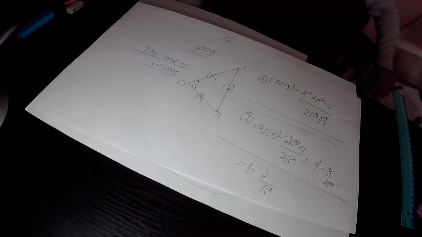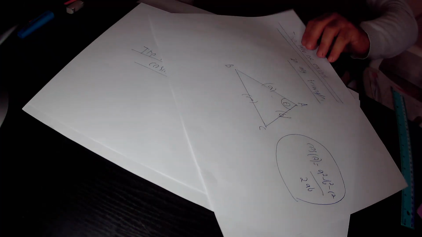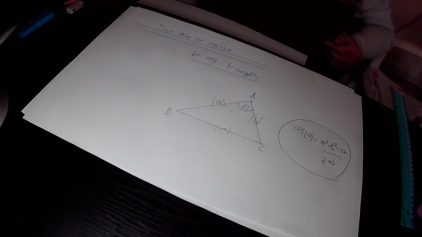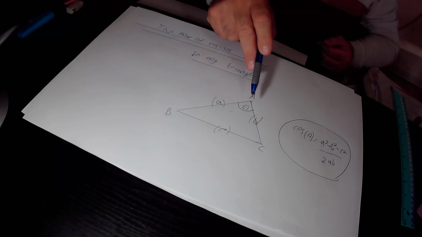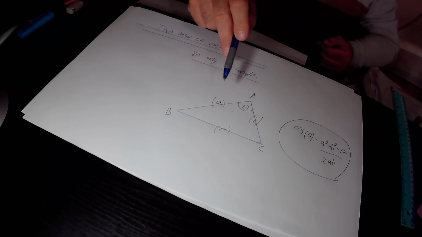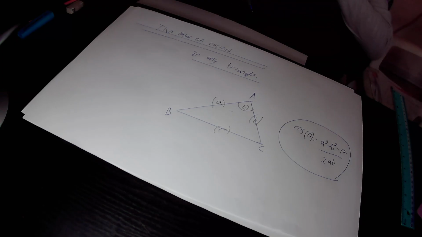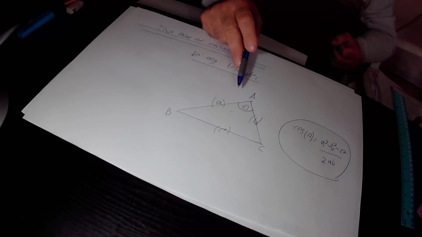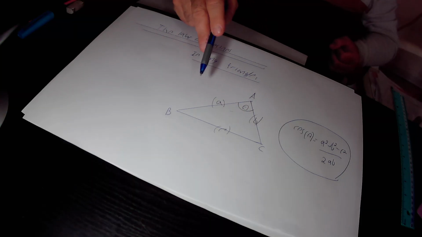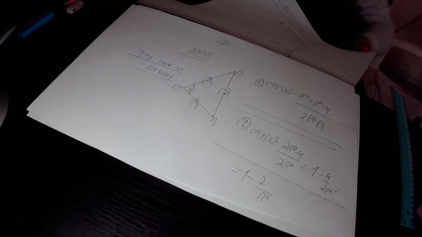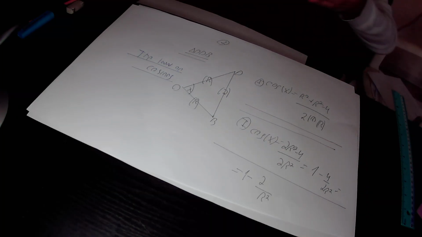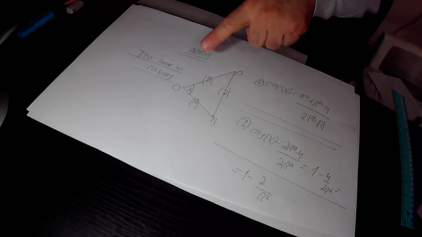So I repeat quickly the law of cosines. First of all, the law of cosines is true in any triangle. So in any triangle, cosine theta equals a squared plus b squared minus c squared over 2 times a times b. So we can implement the law of cosines in any triangle, and especially in this triangle, triangle DOB.